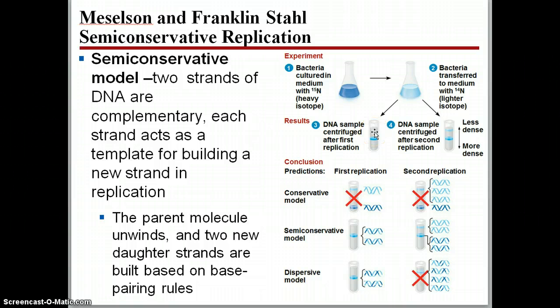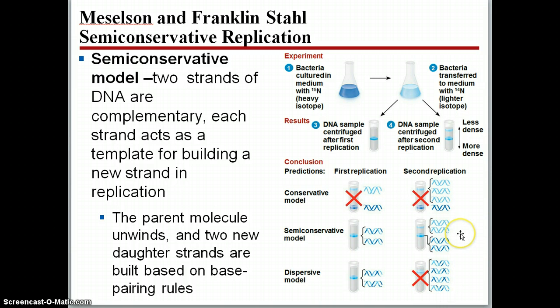After an additional round of replication in the light medium, they found that there was a hybrid and there was a less dense copy. So this verifies that it wouldn't be a dispersive method either, which would use pieces of the DNA molecule and piece them together. If this was the case, you would have all hybrid.